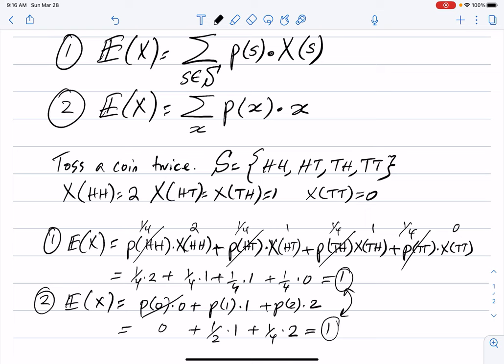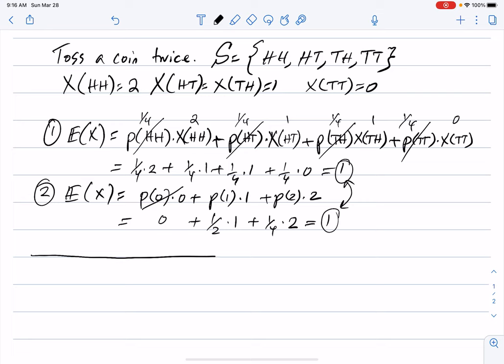So this is the definition of expected value, and you can use either of them. Sometimes one of them is more convenient than the other. But in both cases, you should always get the same value. If you are not getting the same value based on these two definitions, you are applying at least one of them incorrectly.